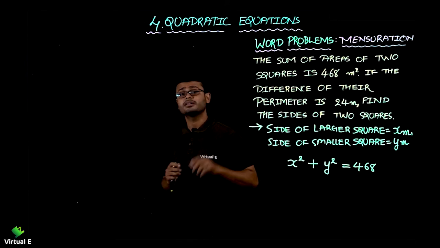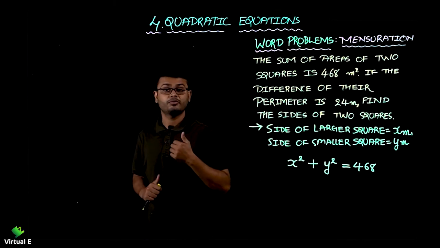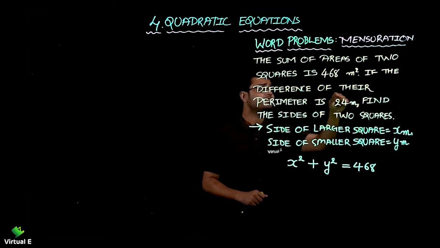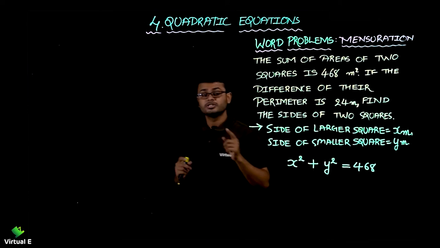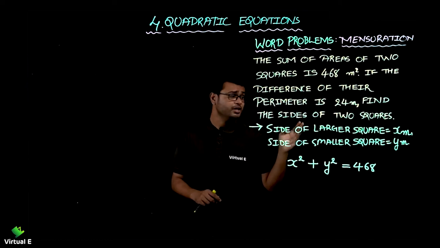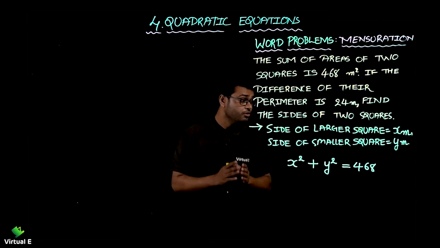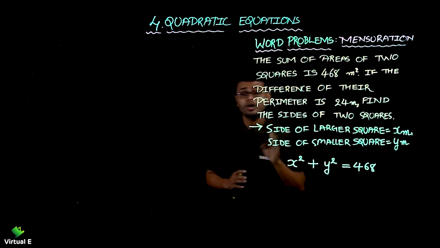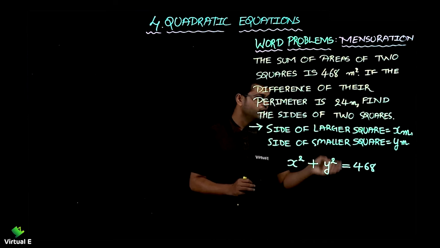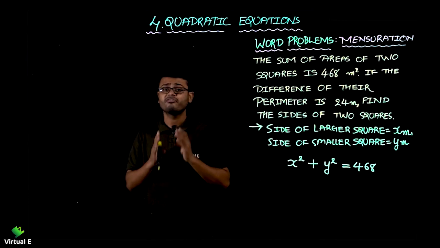Again, you must be thinking there are two unknown quantities and only one equation. No, we have another equation as well: the condition for perimeter. The difference of their perimeters is 24 meters. What is the perimeter of a square? 4 multiplied by side. So if my side is x meter, I need to multiply with 4. Now for y as well, if my side is y meter, the perimeter will be multiplied by 4, that is 4y.